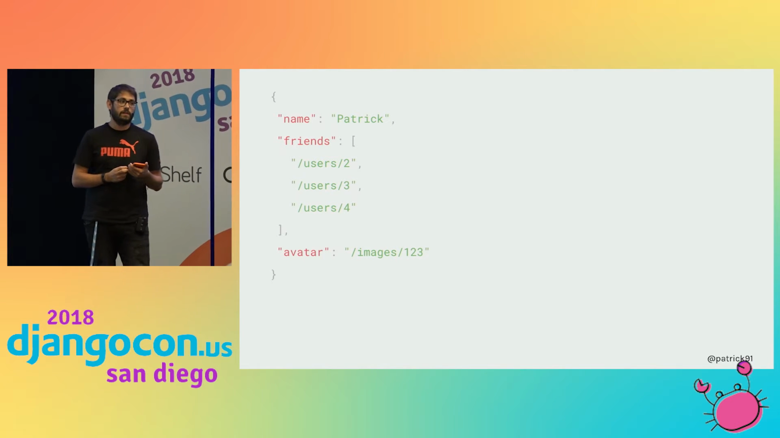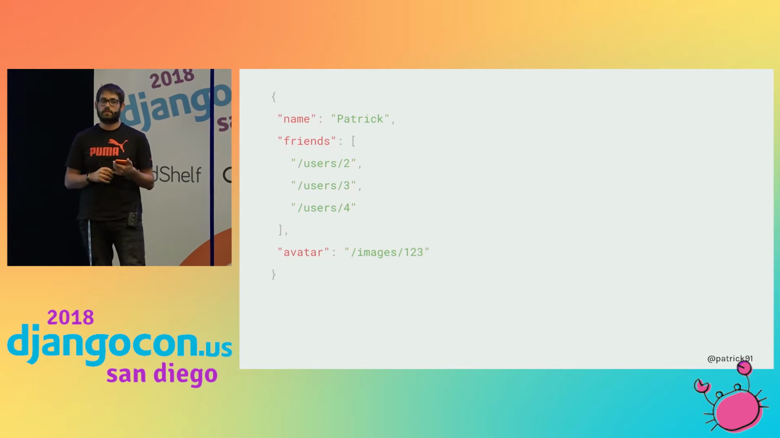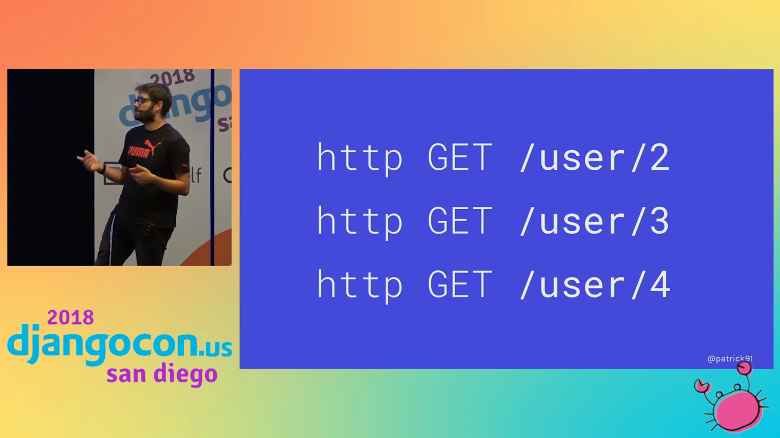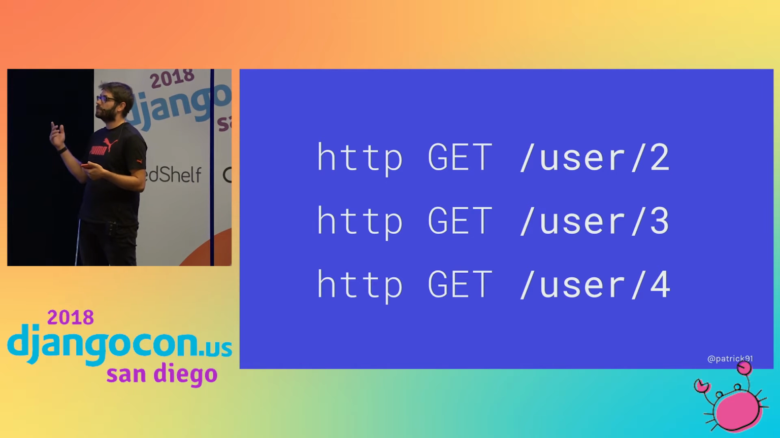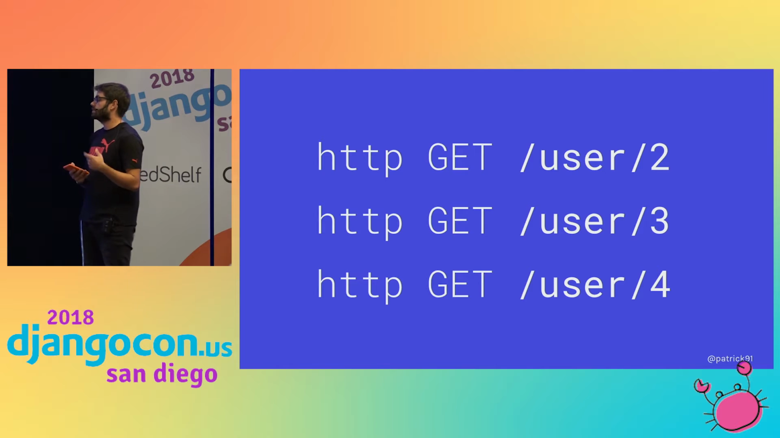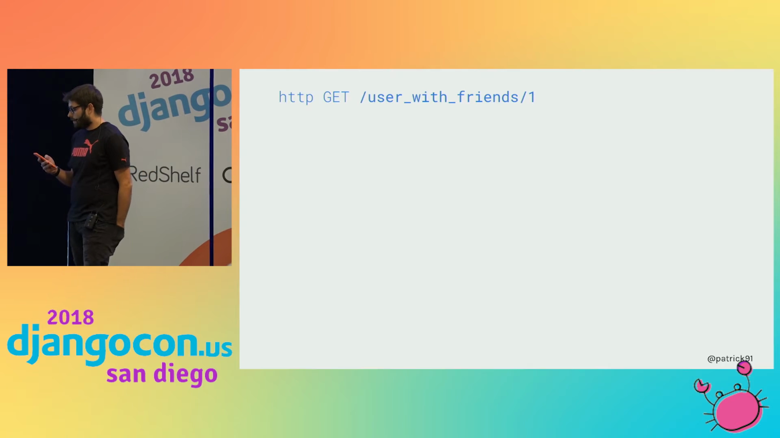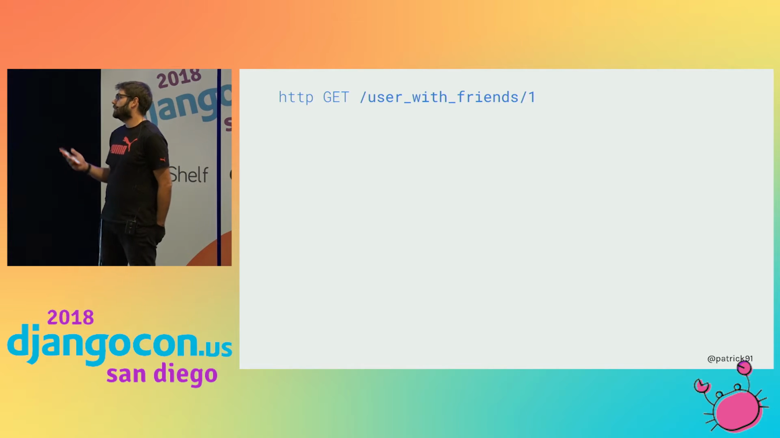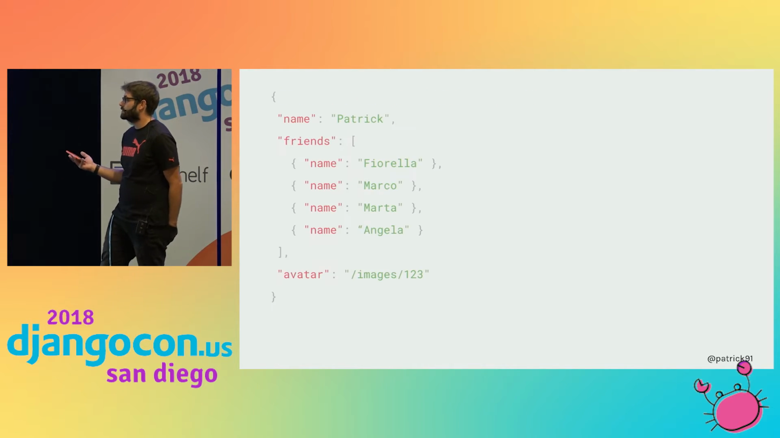The problem is, if I'm building an application where I need to show all this data on one single screen, I need to do an additional 2 requests in this case, one request for each user. This is a waste of bandwidth for the user, and it's also not easy to implement in the frontend. One solution would be to create another endpoint, user with friends, and then you get something like this, where you have the friends expanded.